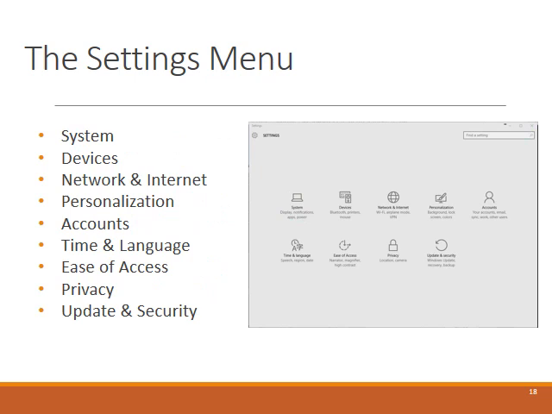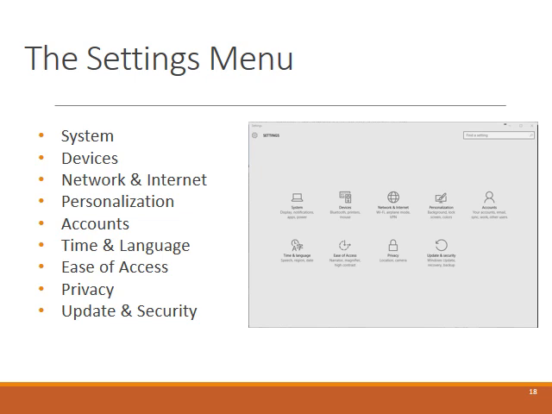So the settings menu is split into several different categories. Clicking into each one of these buttons will take you to a different place. But just to go over them really quick, we've got the system button, which will take you to display, notifications, applications, and power. We've got devices, which will take you to your physical devices plugged into your computer, like printers and your mouse. We've got network and internet, which will take you to, surprise, the network and internet settings. So you can do things like set up your Wi-Fi and your VPN.